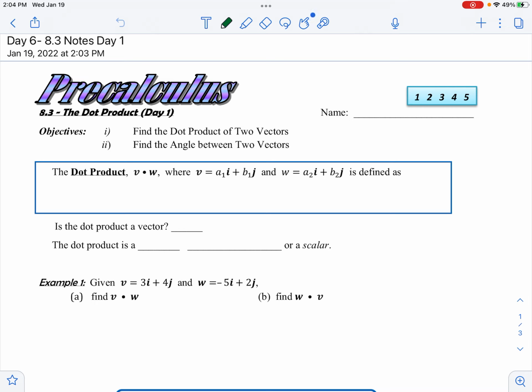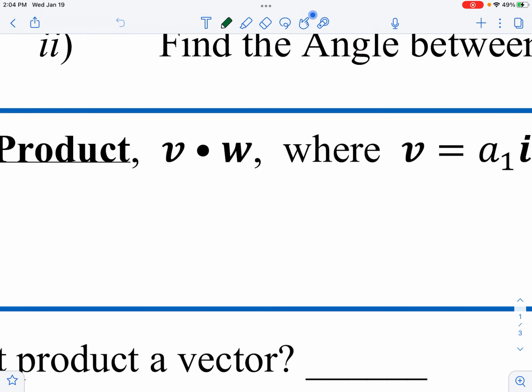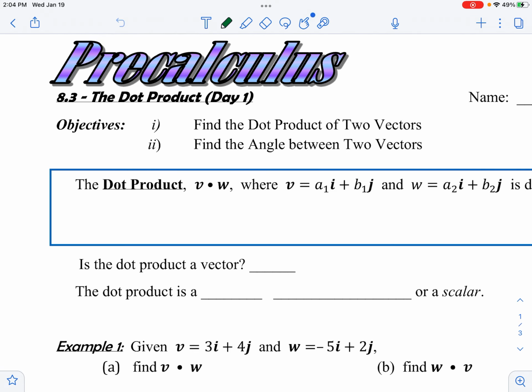All right, so this is section 8.3, day 1, in which we discuss the dot product and also finding an angle between two vectors. So first off, let's talk about the dot product.